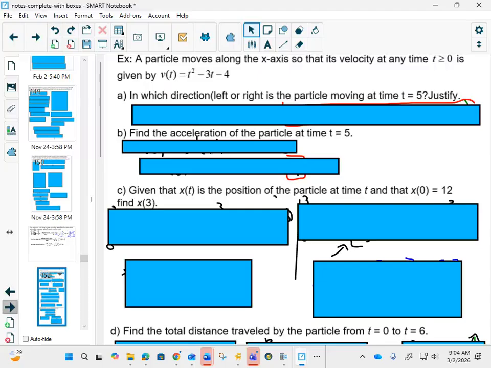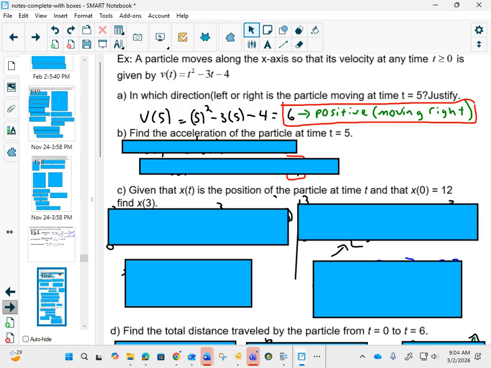So a particle moves along the x-axis so that its velocity at any time is given by v of t. In which direction, left or right, because it's moving along the x-axis, is the particle moving at t equals 5? Justify. Okay? So we can find v of 5 by plugging it into the formula. We get 6. Positive numbers will always be moving to the right. Negative numbers moving to the left.